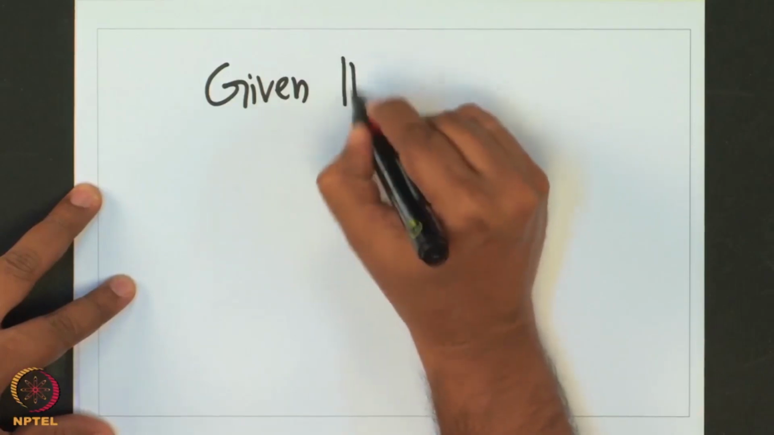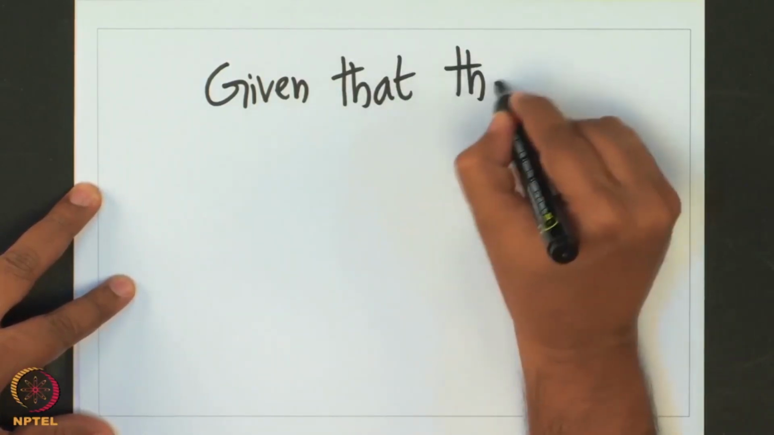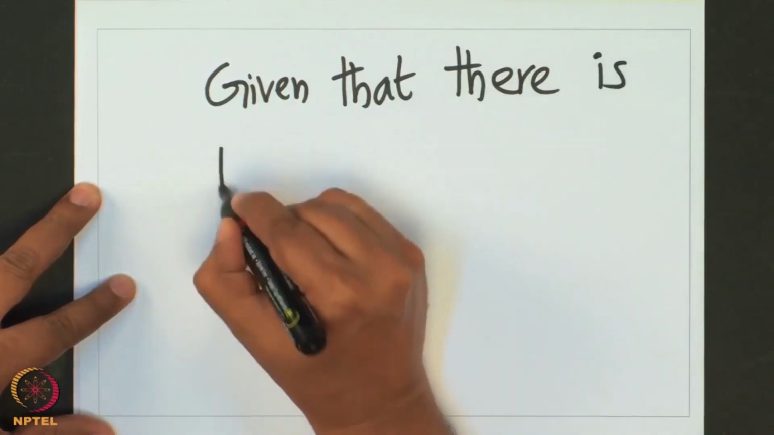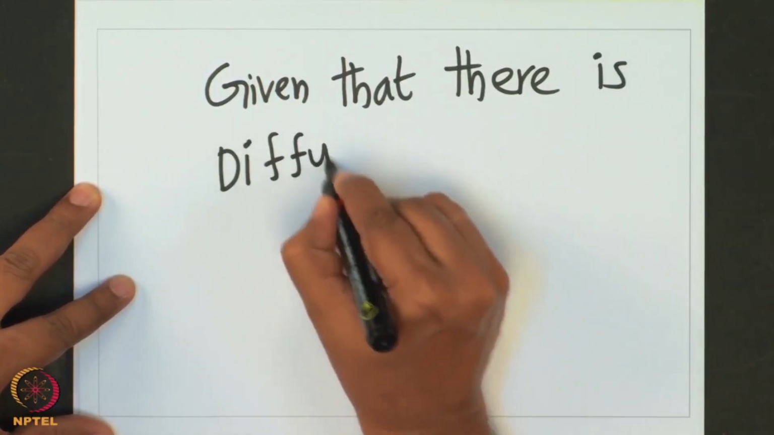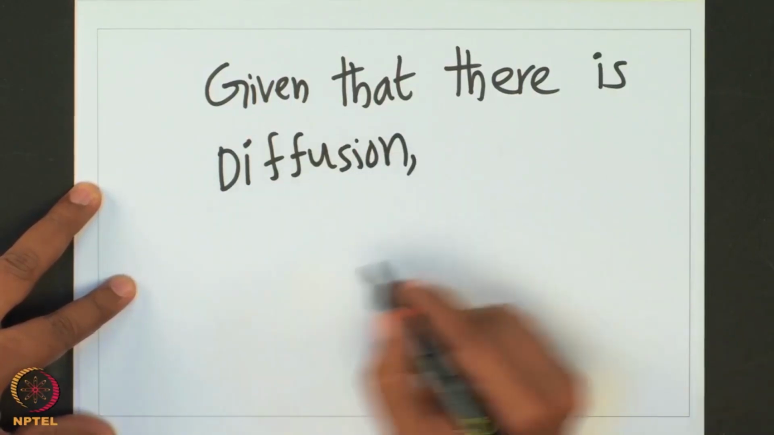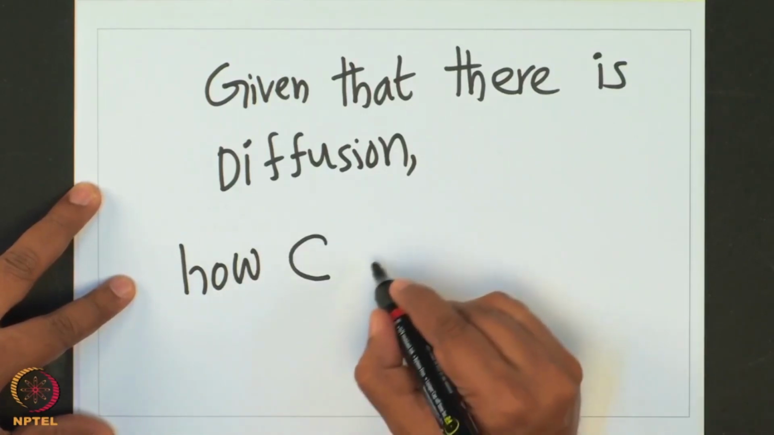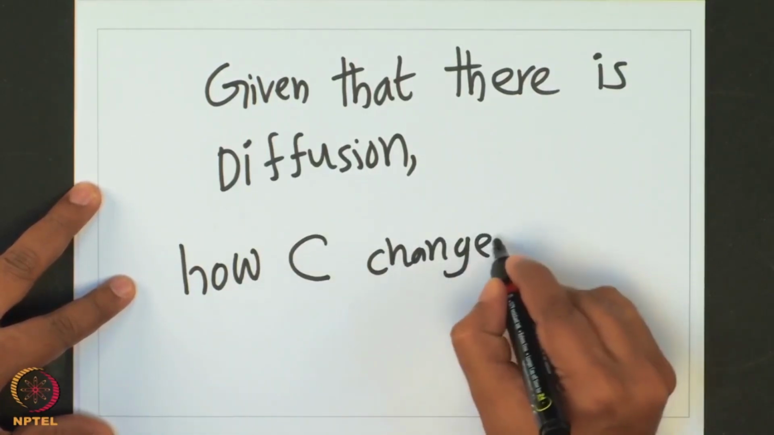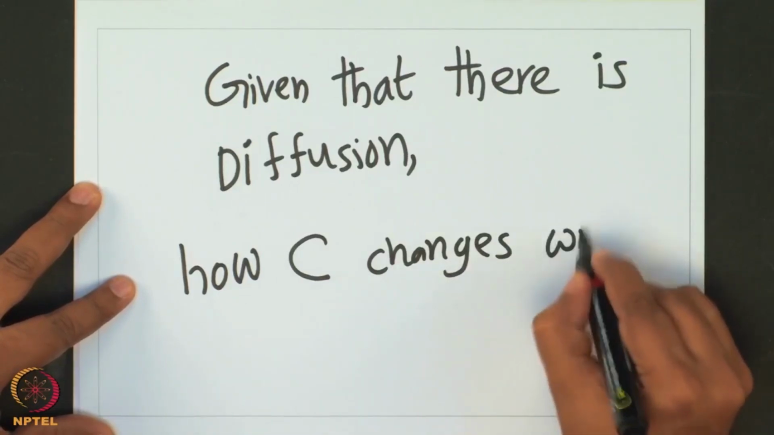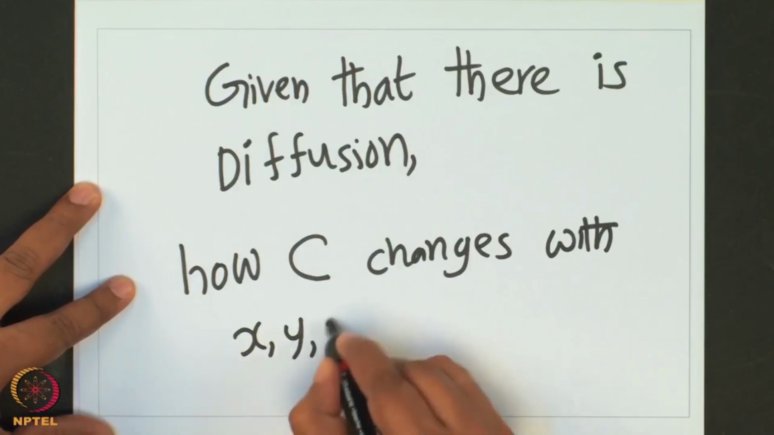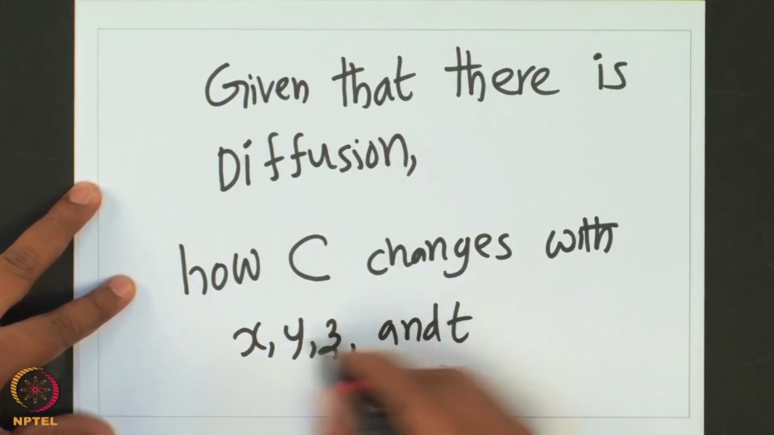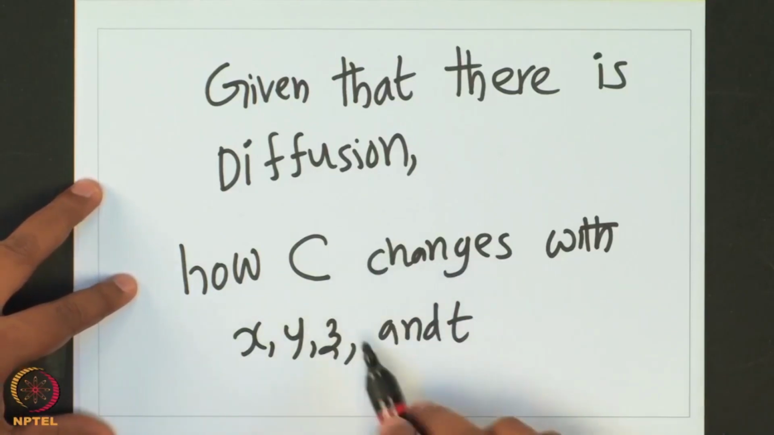So what are we going to ask? We are going to ask the following question. Given that there is diffusion, how does the concentration change with x, y, z and t? How does this change as a function of x, y, z and t?